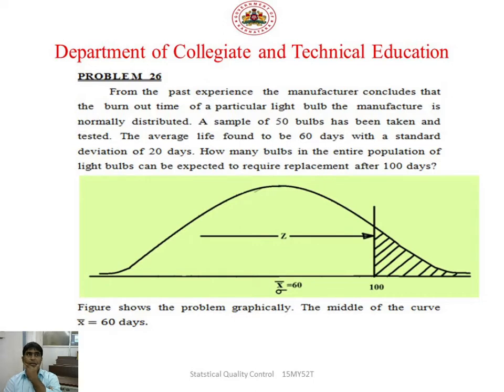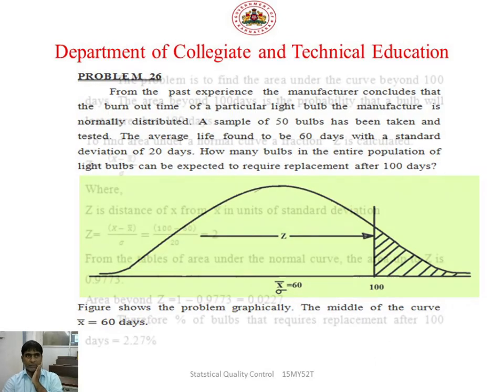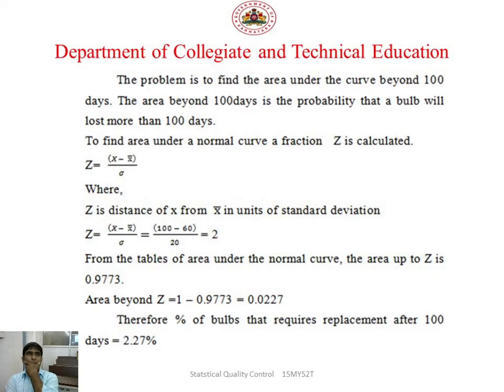The figure shows in graphical form the middle of the curve, that is x bar, which as I told you is 60 days. So we'll see the calculation. The problem is to find the area under the curve beyond 100 days. The area beyond 100 days is the probability that the bulb will last more than 100 days.